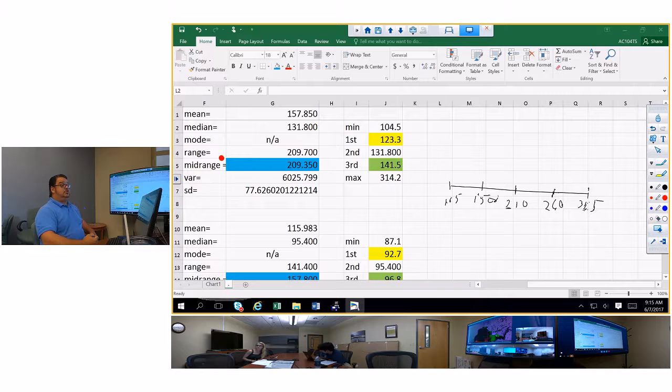And then 123 is going to be down here. 141 is going to be right in here. And 131 is going to be right in here. So you see your actual data. Well, it's not letting me draw it, but your actual data is like this. So that's skewed right. We're down here.